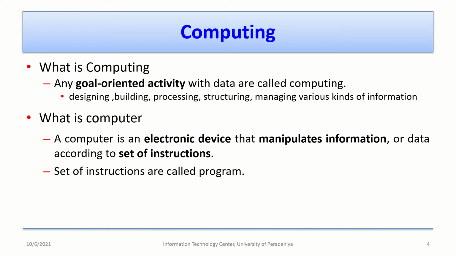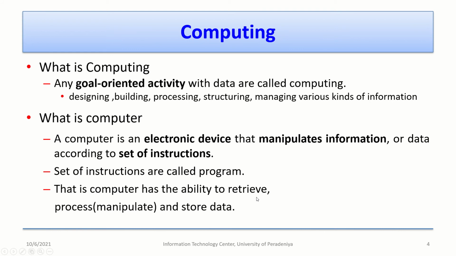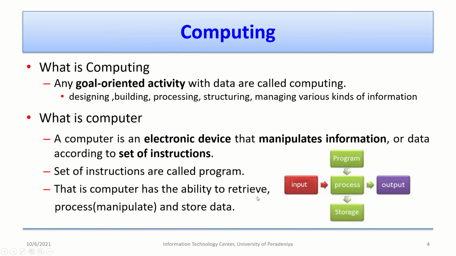So according to the program, a computer can manipulate information, and it is an electronic device, right? You have to highlight these three points when you define the term computer: it is an electronic device, and it is a process that manipulates information according to a set of instructions. We call the set of instructions a program, right? So the computer has the ability to retrieve, process, and store data, right?